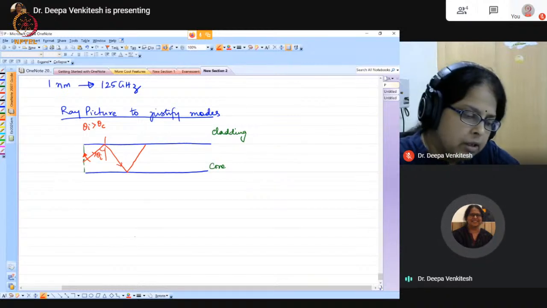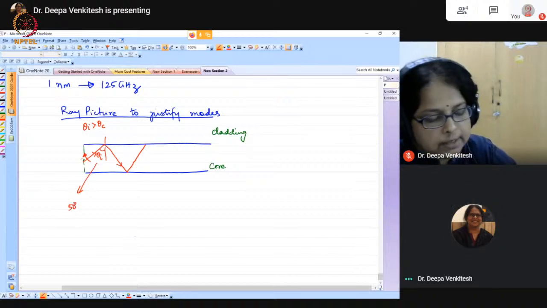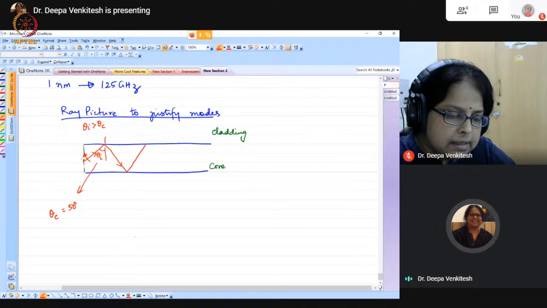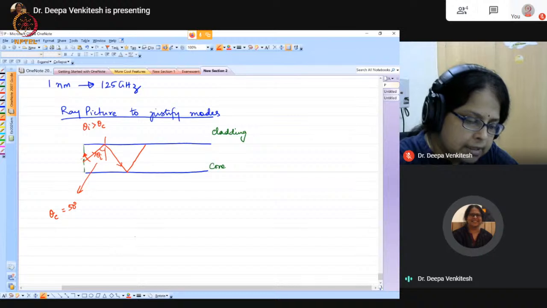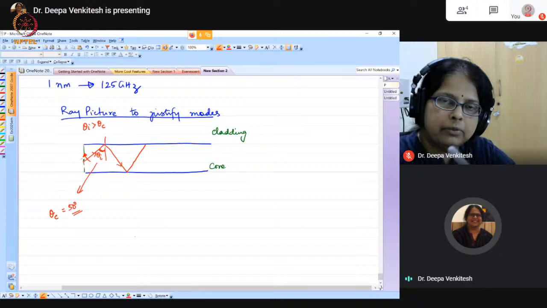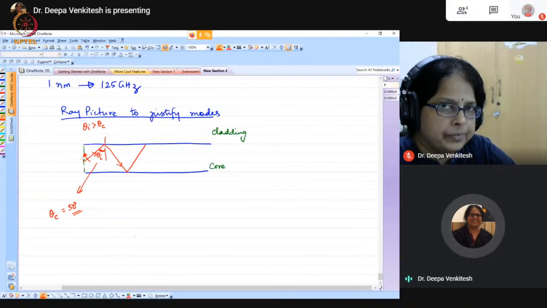So it will appear that you can launch this light at a continuum of angles. Let's say theta C, the critical angle, is 50 degrees. Now, what is the limit of theta I? It means that any launch angle such that this theta I is greater than 50 degrees, so within the range from 50 degrees to 90 degrees, if you launch at any angle in that range, in principle it should be guided by the fiber.